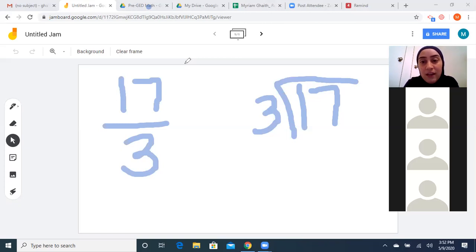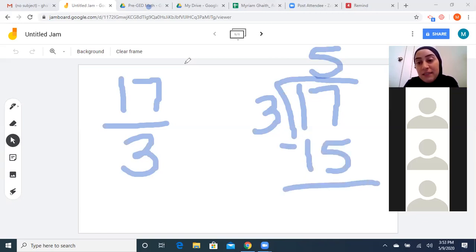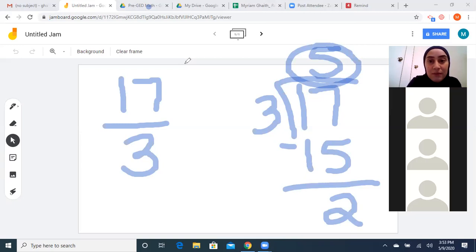So 3 can go into 17 how many times without going over? 5. What's 3 times 5? 15. 15, very good. 17 minus 15? 2. What does this 5 become? Whole number. Very good. I'm going to change the color. Let's do pink. Can you see it? Yeah. All right. So the 5 became the whole number.